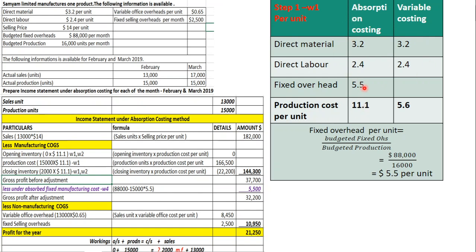If you are asked to solve this question in the variable costing method, you will not add 5.5 here and you get your answer as 5.6 per unit. That's the only difference in these two methods. However, we'll be focusing on absorption costing. So production cost per unit is 11.1. Now this 11.1, where do you put it? That's the question. Let's go back to the income statement.